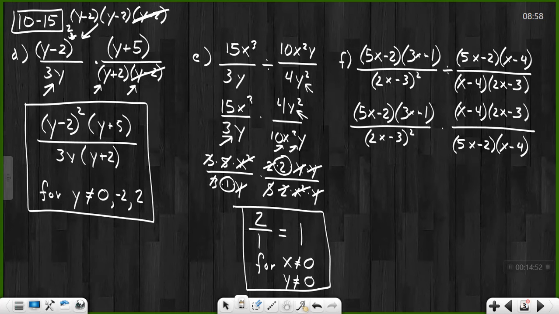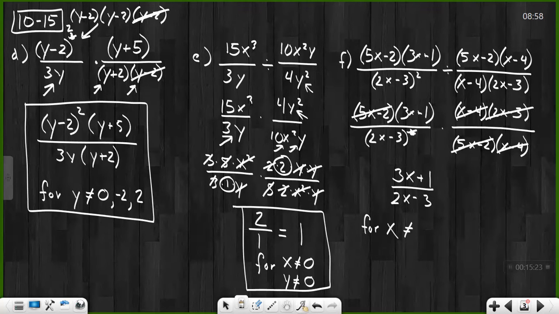Now everything's factored. Let's take a look at our groups. Let's cancel out 5x minus 2, 5x minus 2. I've got an x minus 4, an x minus 4. I've got a 2x minus 3, and I've got 2 of them down here. It's going to cancel so that there's only 1 left. Be careful with that. That gives me a final result. Up top, I've got 3x plus 1. Over on the bottom, I've got 2x minus 3. And that is what it simplifies down to, as long as x does not equal some values.